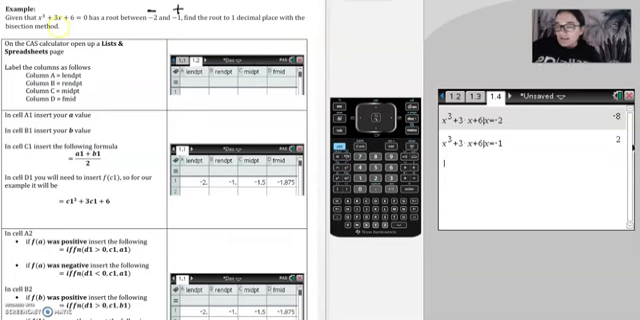Given that x cubed plus 3x plus 6 equals 0 has a root between -2 and -1, find the root to one decimal place with the bisection method. And I'll explain what that minus and plus means.